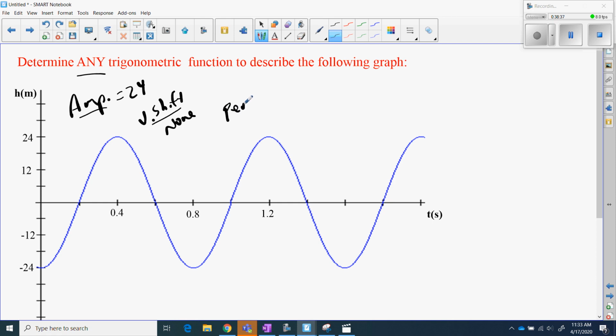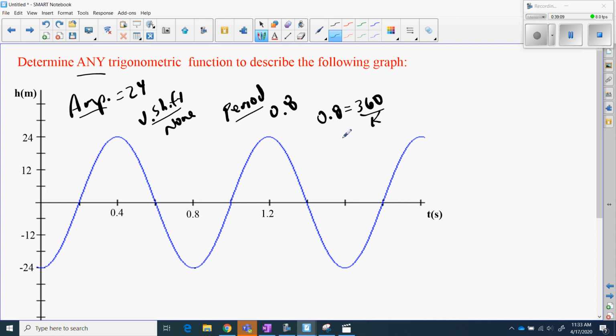Period. Let's see what it takes to make one full pattern. Well, nice. Let's start here. We'll go up, down, done. There's the period. So the period is 0.8. Let's use that to determine the K value. I'm going to do it in degrees. So the period always equals 360 divided by K. If you're in degrees, you can put 2 pi there if you wanted to work in radians.